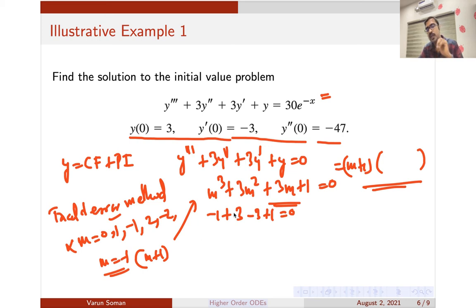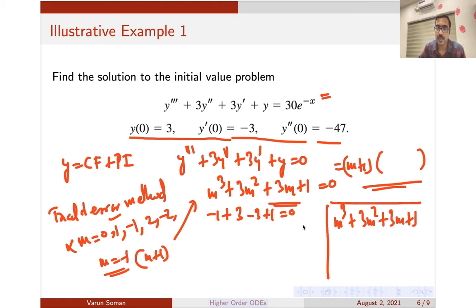You have already found one root. To find the next root, you will divide this equation by the factor m plus 1. So how will you divide it? You already know it: it is m cube plus 3m square plus 3m plus 1. I am going to divide it by this m plus 1 like the usual division process.